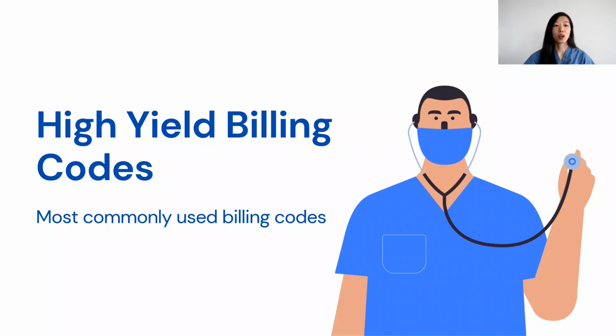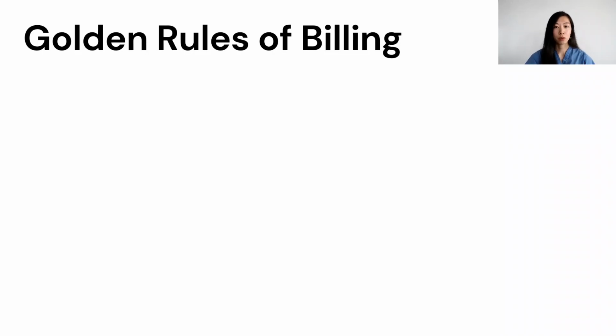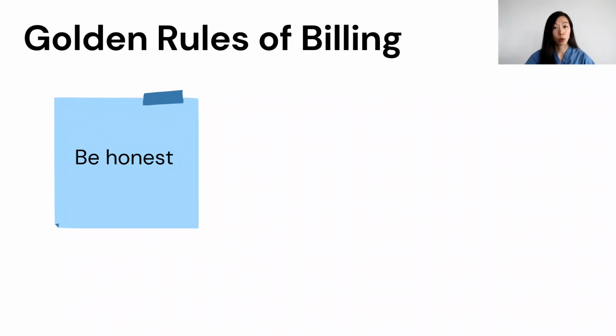So in this section, I want to talk a bit about some high yield billing codes. You guys might know already about these billing codes, but this might be a bit of a refresher for those who don't remember. Just before I begin, 3 golden rules of billing. Number 1, you always want to be honest about your billing. Obviously, you're being paid by taxpayers' money, you're being paid by the government, so you want to be really honest about what you're doing when it comes to billing.